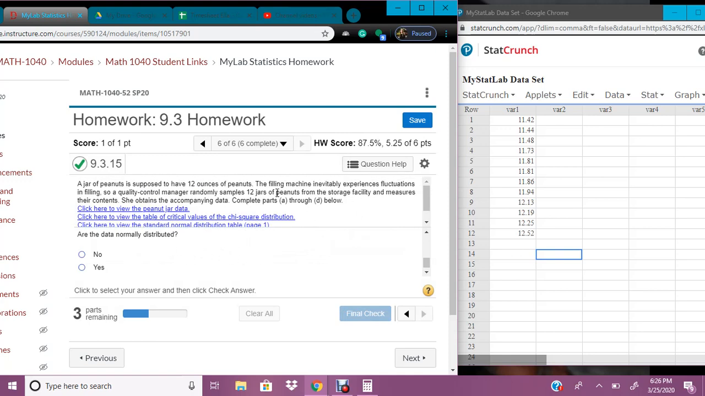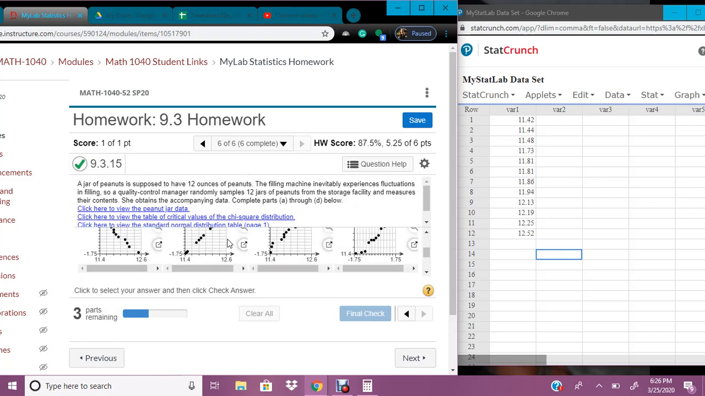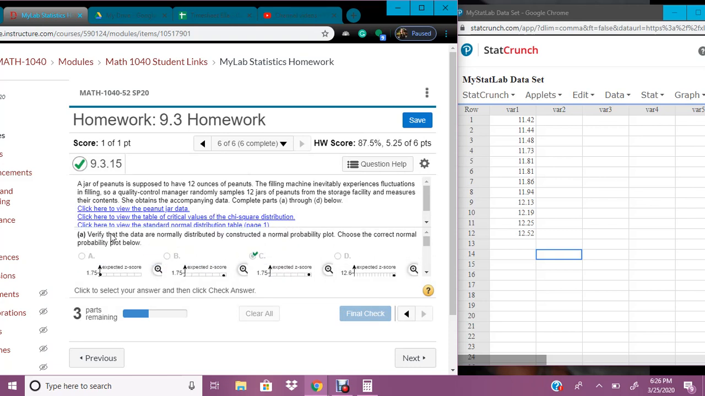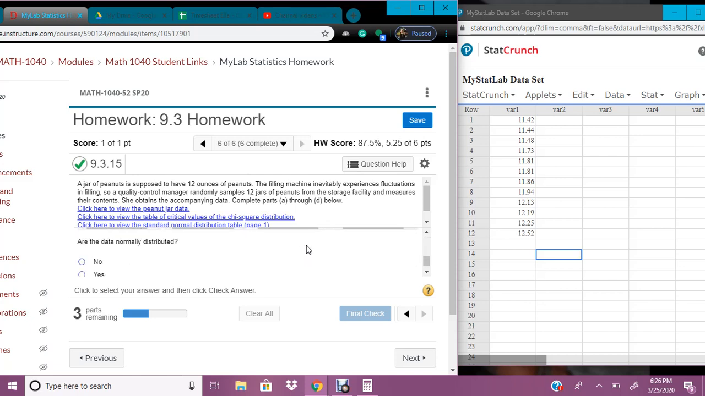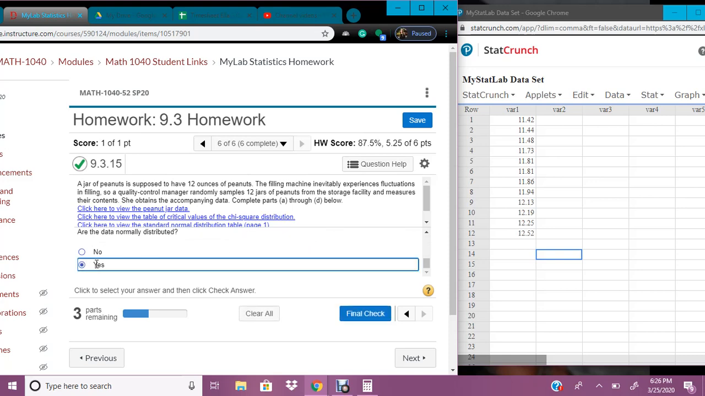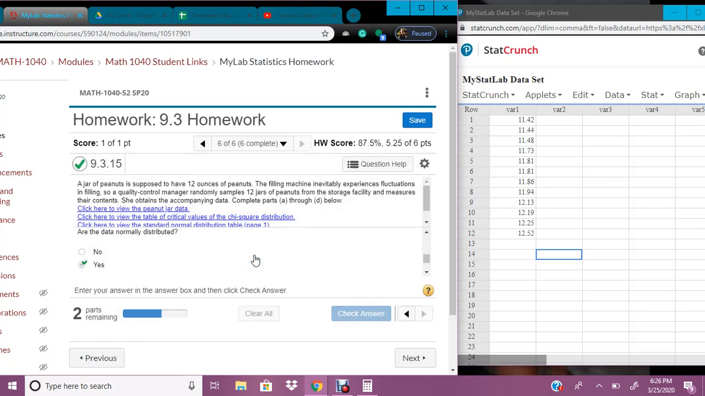So in the question it asks, in this one right here, it says to verify that the data is normally distributed by constructing a normal probability plot. And so it basically tells us that yes, the data is normally distributed, if that makes sense.